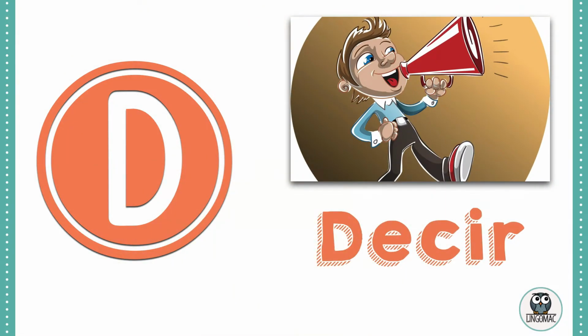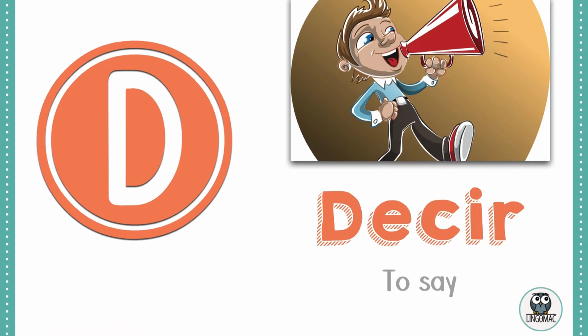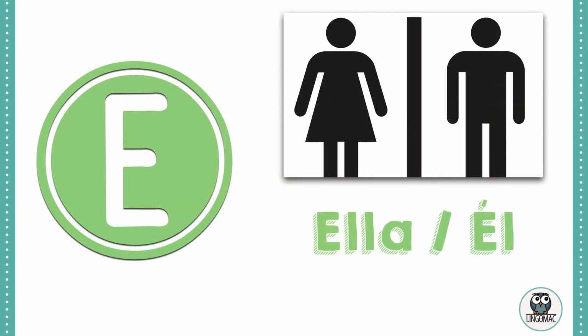Next, decir. That's the verb to say. Decir, decir. Ella, él. She or he. So she is ella, ella. He, él, él.